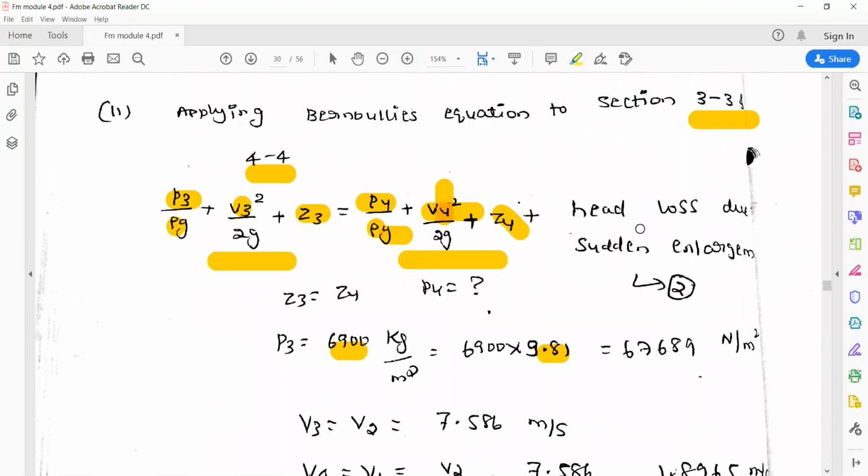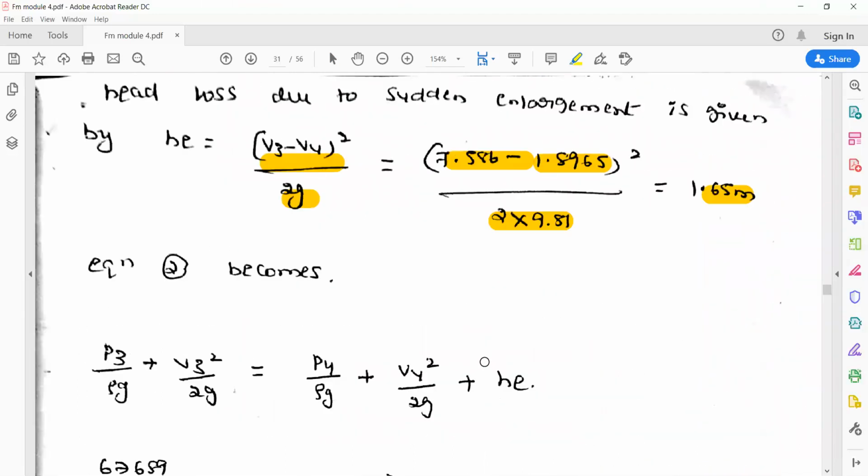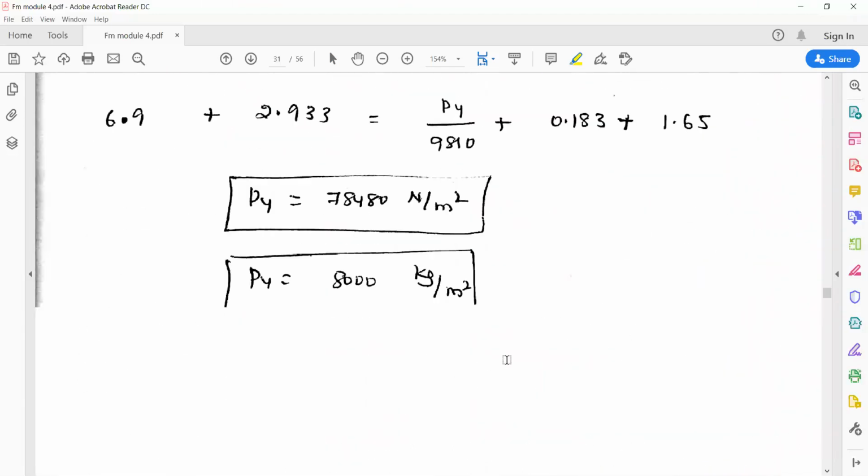So that HE you can substitute here, and the only unknown will be P4. At the end, you can calculate the value of P4. Right? So here they have got P4 as 78480 Newton per meter square, or in kg per meter square, 8000 kg per meter square. So that is what they have asked you to calculate.